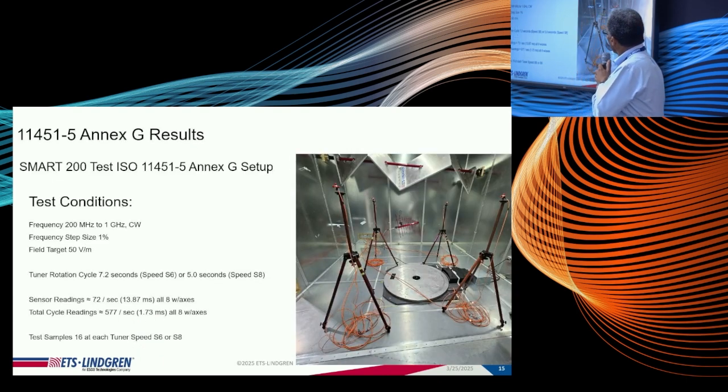If we compare that with the ISO procedure where we have the 8 probes measuring simultaneously, and in this case we are rotating the stirrer continuously, so we're stirring with a rotation speed of about, I don't know what the speed is, but the rate is about 7.2 seconds per rotation.